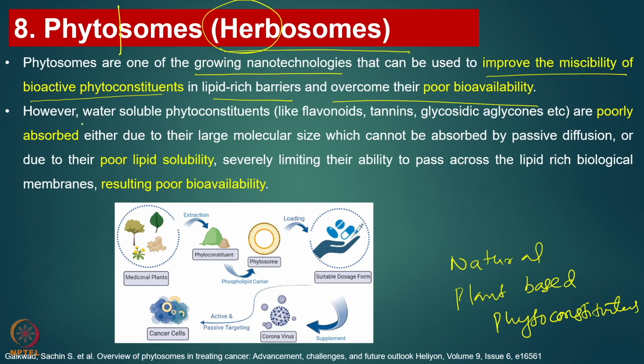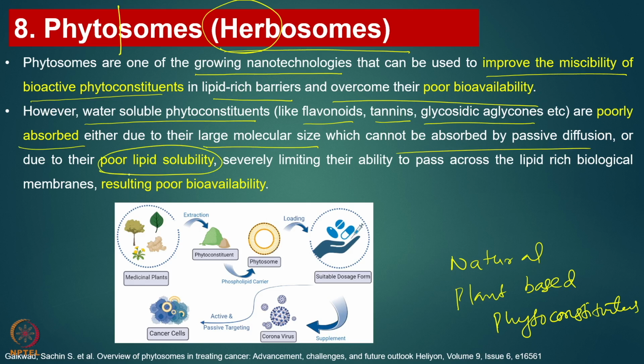Now, here is one more example: water soluble phytoconstituents like flavonoids, tannins, and glycosidic glycans are water soluble, but their permeability is very low. They cannot pass through cellular membranes because of their large molecular size, and cannot be absorbed by passive diffusion due to their lipid solubility.